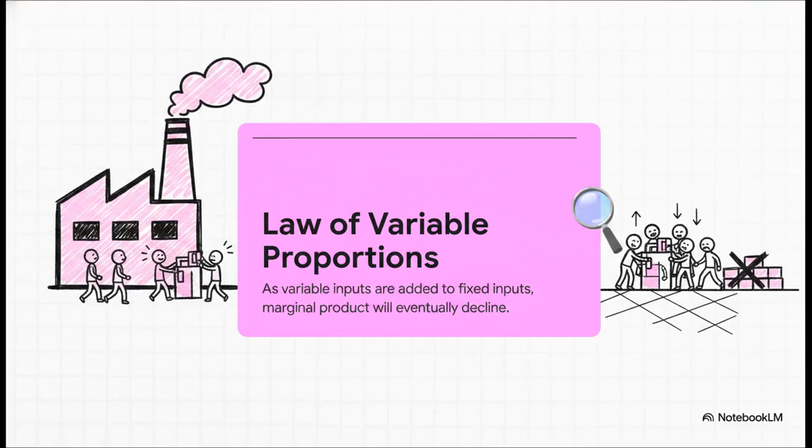Economists officially call this the law of variable proportions. It simply means that as you add successive units of a variable input, like our workers, to a fixed input, like our equipment, the extra marginal product from each new unit is eventually going to decline.